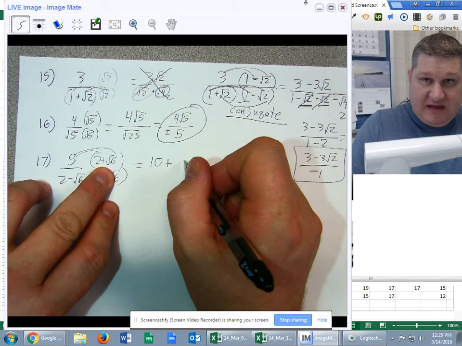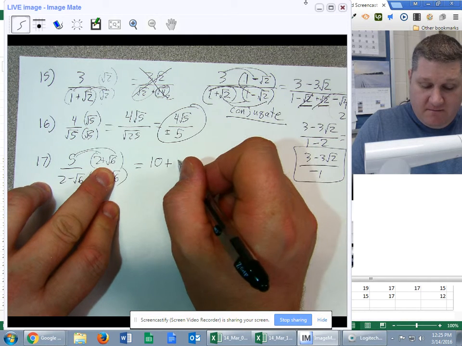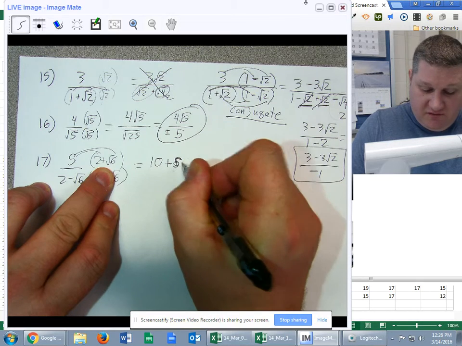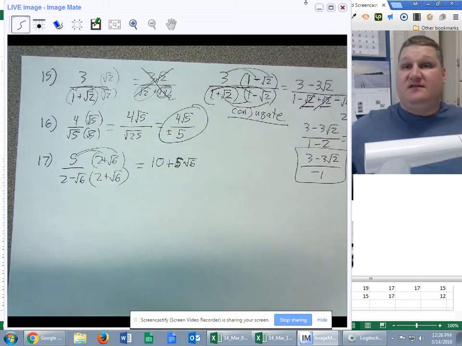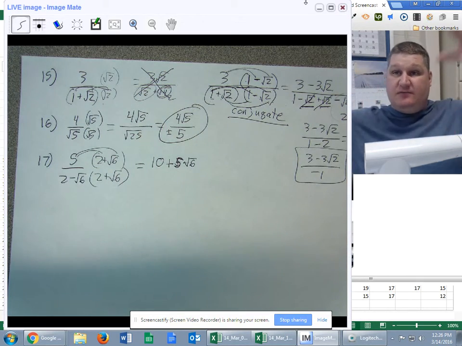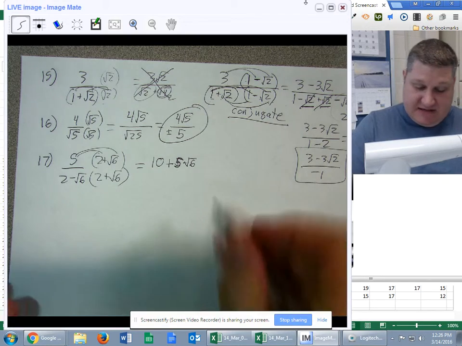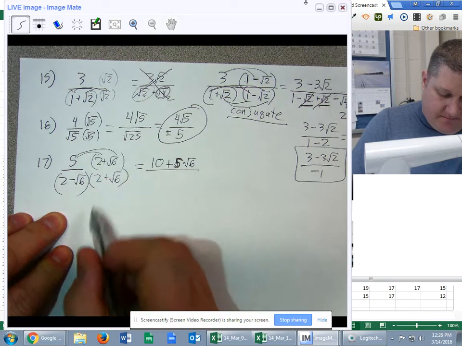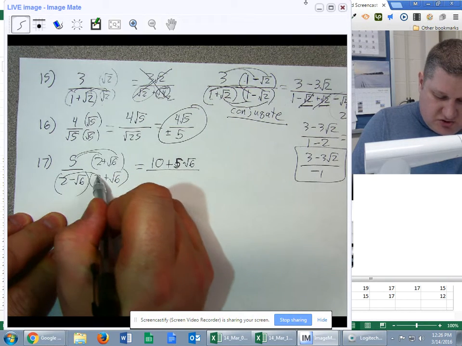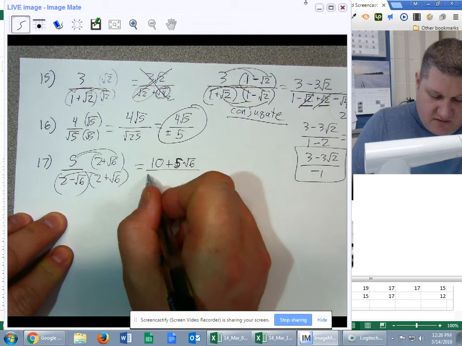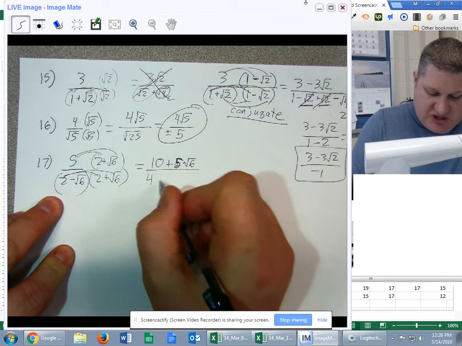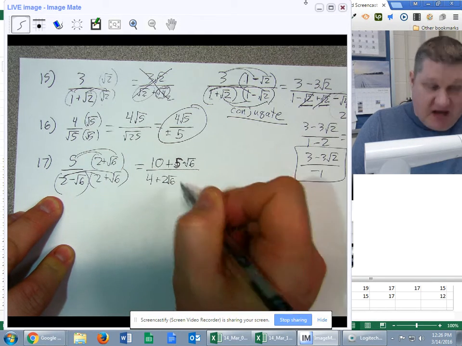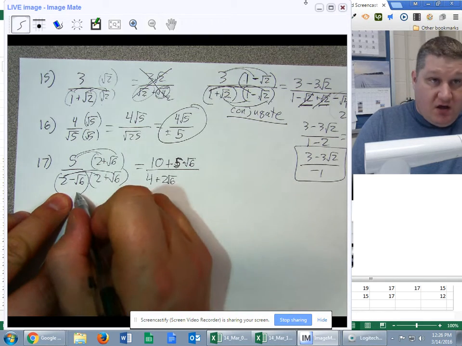5 times root 6. Be careful. 5 root 6. So it's 5 times root 6. I can't put it together because one's outside, one's inside. It's not plus, it's times. Good. Now what do I need to do to the bottom? 2 times 2 is? 4. 2 times root 6. Not plus. 2 times root 6.